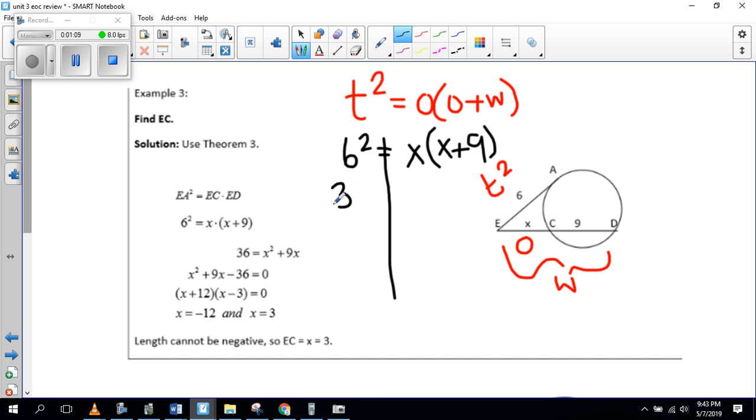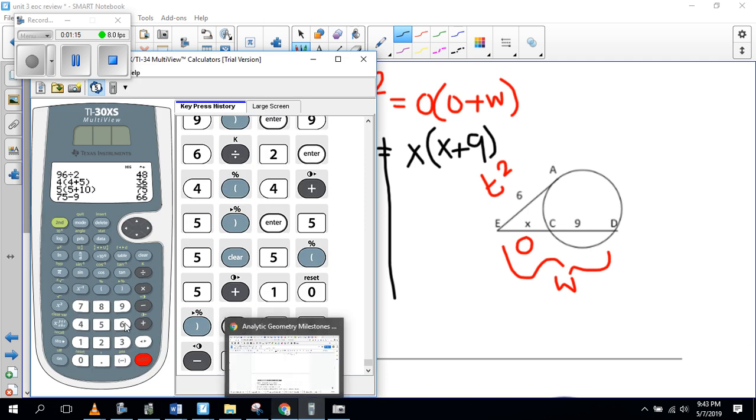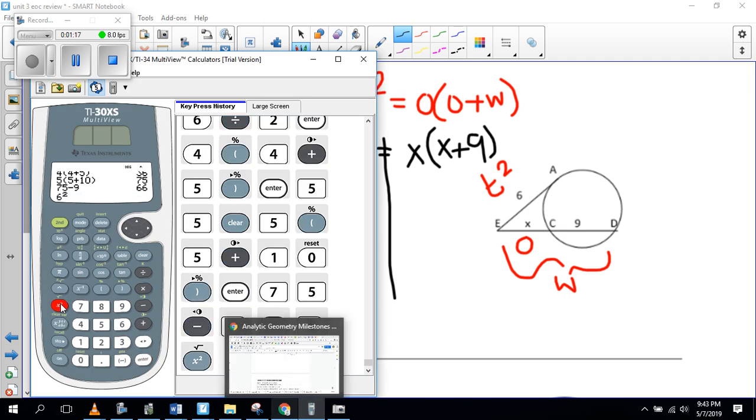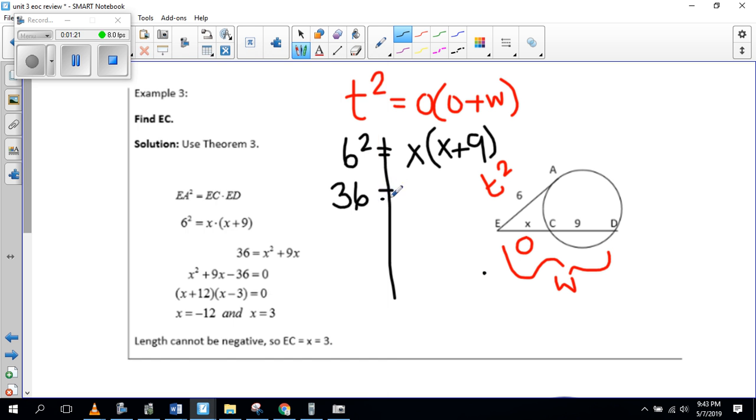6 squared is 36. And if you didn't know how to do that, sorry for the wrong calculator, guys, we put 6 squared and enter. That gives us 36. Now we do X. We got to distribute because we can't just put this in our calculator. We get X squared because X times X is X squared. Then X times 9 is a positive 9X.